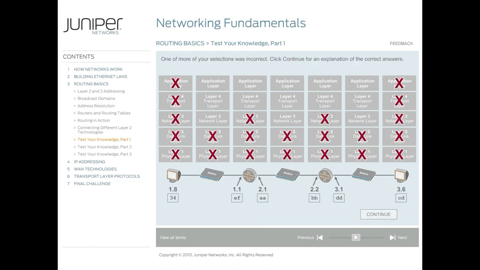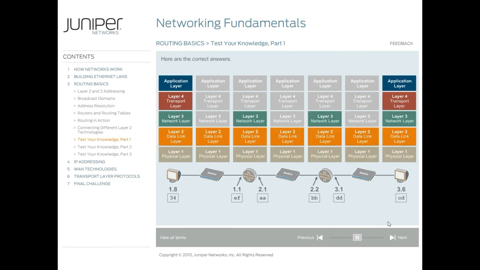One or more of your selections was incorrect. Click Continue for an explanation of the correct answers. Here are the correct answers. The devices on the two endpoints access data at every level of the model. Switches use Layer 2 data to forward frames, but they cannot access Layer 3 data. Routers use Layer 2 and Layer 3 data. They have read-only access to Layer 3 data, but can read and write Layer 2 data. They do not have access to Layer 4 or application layer data. Click Next to continue.